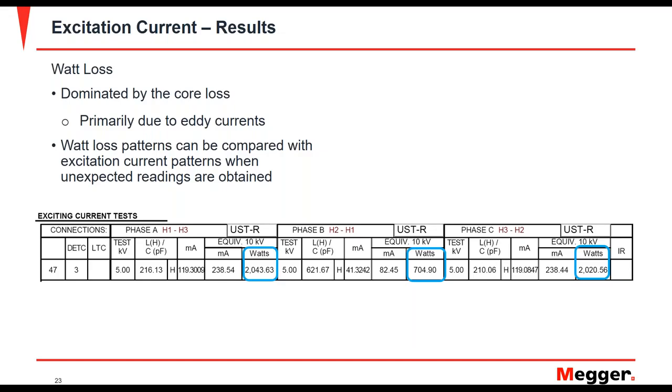One is current and the other one's watts. However, you could expect to see the same high-low-high pattern even with Watts loss. And in case there are unexpected readings, it's important that if you have an analysis tool, you can compare the Watts loss patterns and the excitation current patterns to determine, if it was a questionable reading, whether it was a test setup issue or whether there was an issue with the transformer itself.